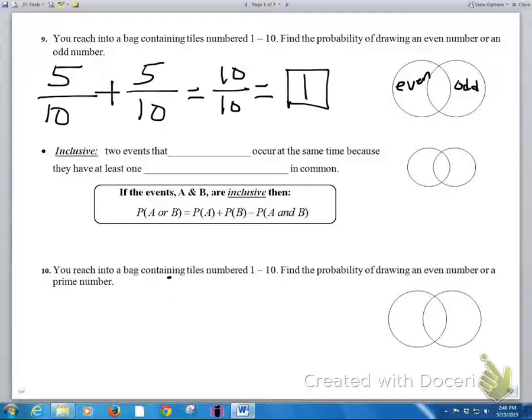Okay, an inclusive event: two events that can occur at the same time. They have at least one element in common. So you have to subtract the overlap there.